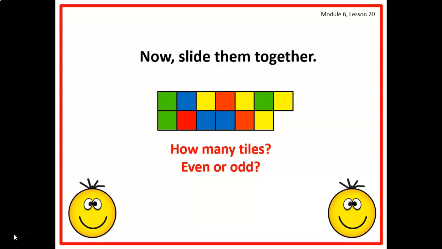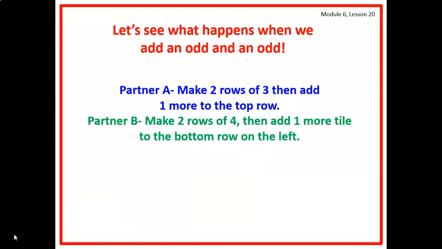Great thinking. Now, let's see what happens when we add an odd number with an odd number. So, first, I'm going to make 2 rows of 3 and then add 1 to the top. And then I'm going to make 2 rows of 4 and add 1 more tile to the bottom left. Let's see.